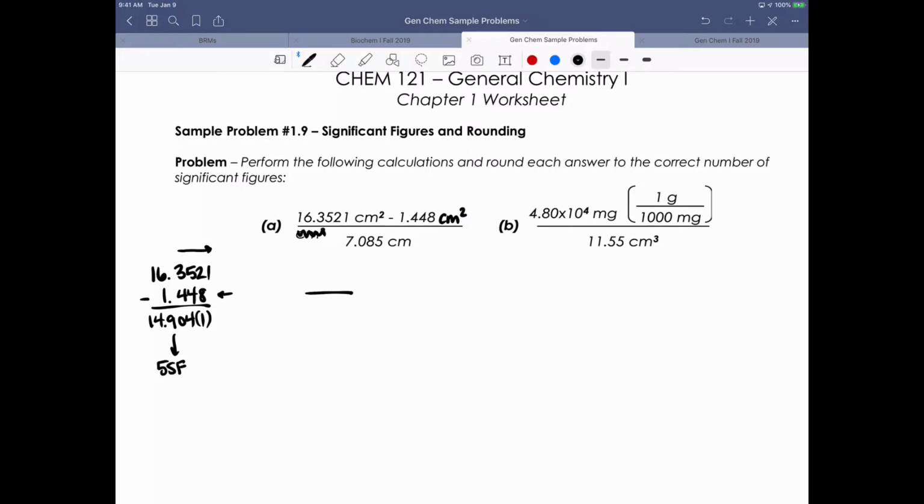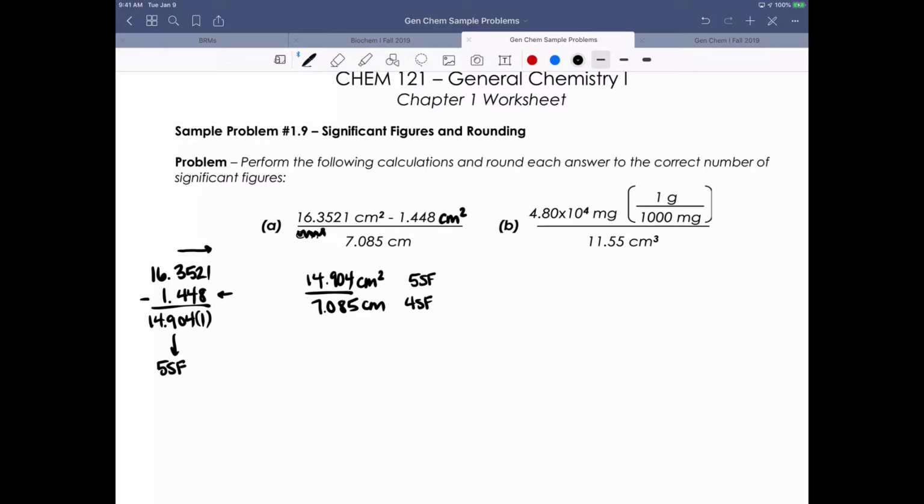So our numerator is going to be 14.904, and we're going to keep our units here, centimeters squared, divided by 7.085 centimeters. So again, it was important to do that first calculation first to not only get a value with its unit, but determine how many significant digits we have there. So there's 5 significant digits in our numerator. There's 4 significant digits in our denominator.